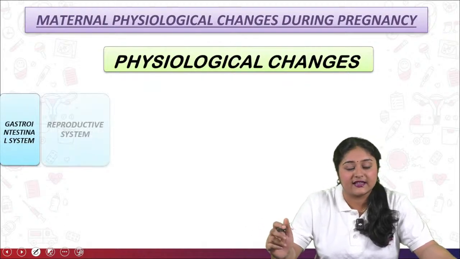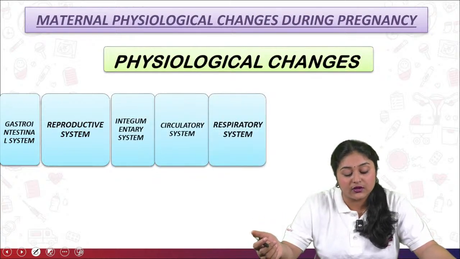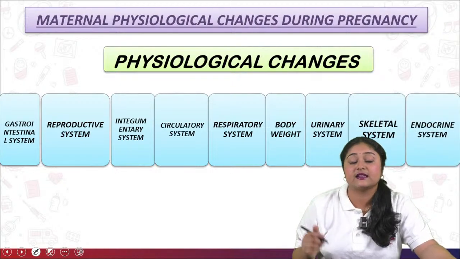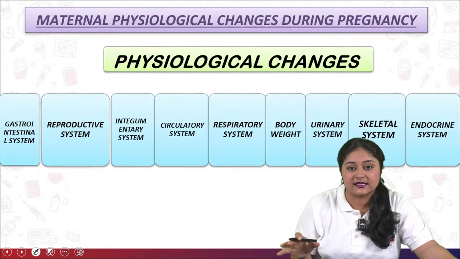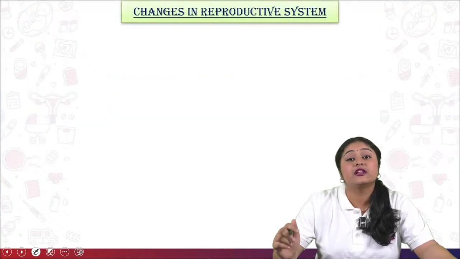So first is the gastrointestinal system, reproductive system, integumentary system, circulatory system, respiratory system, body weight, urinary system, skeletal system, and last one is the endocrine system. So each and every system of our body is going to change during pregnancy. One by one we will see. First, come to the reproductive system.